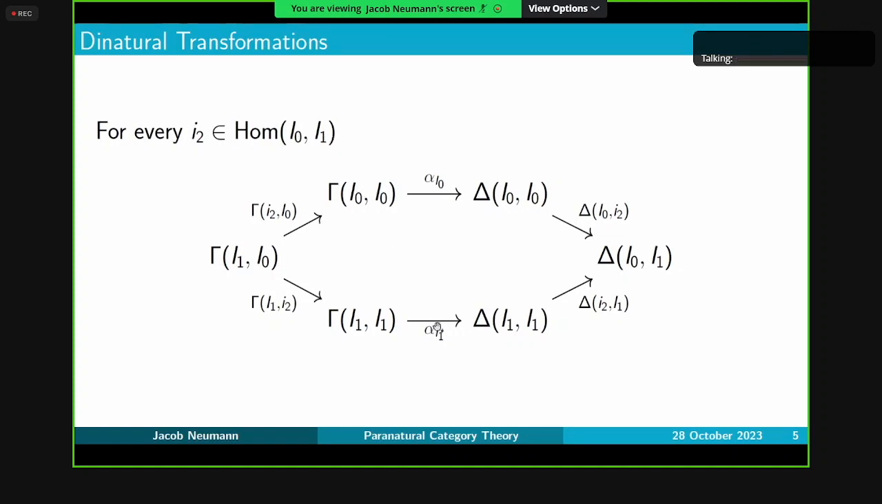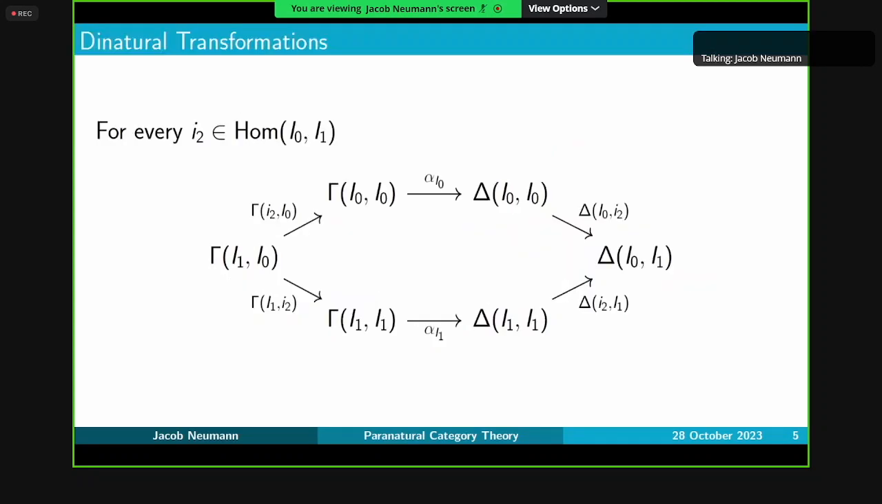this hexagon that you can draw together using the difunctors gamma and delta and the family of maps alpha, this is kind of the first diagram you'd come up with, is this hexagon, and so the dinaturality condition is that this hexagon commutes for every I2.